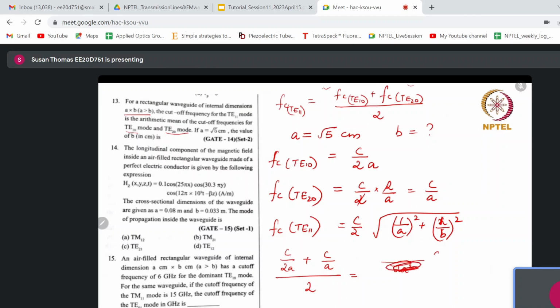So let's take C by A as common. So 1 by 2 plus 1, divided by 2, 3 by 2, by 2. 3C by 4A.